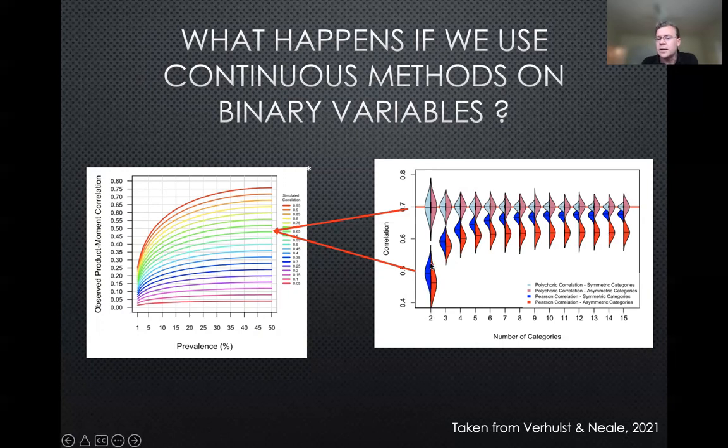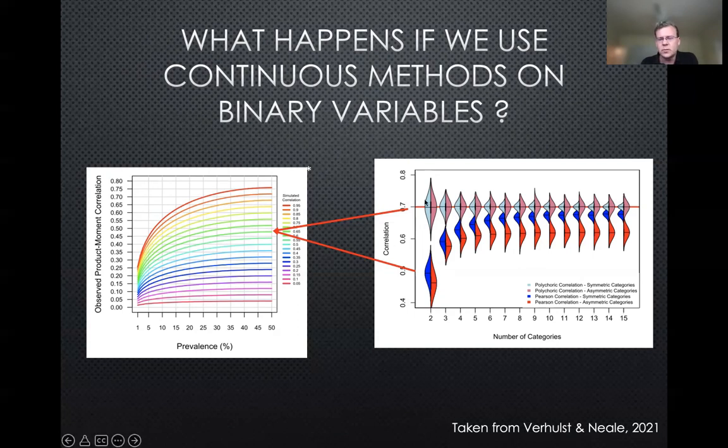But note that even as we approach the number of categories, we never quite get up to the level of the primary simulated correlation. The difference between the light blue or dark blue and the red or pink boxes here is whether, in blue, the data was symmetrically categorized, so you've got equal numbers of individuals in each category, or if it was asymmetric, so that you've got a disproportionate number in the affected categories.